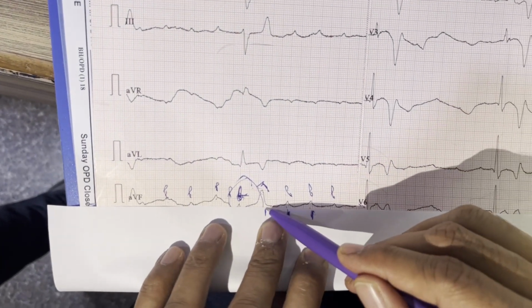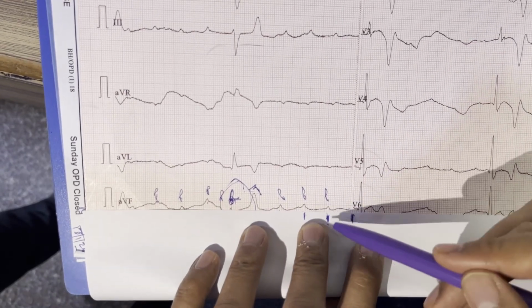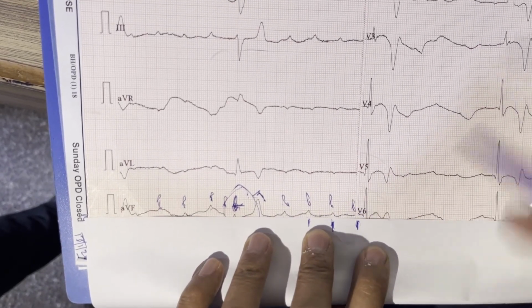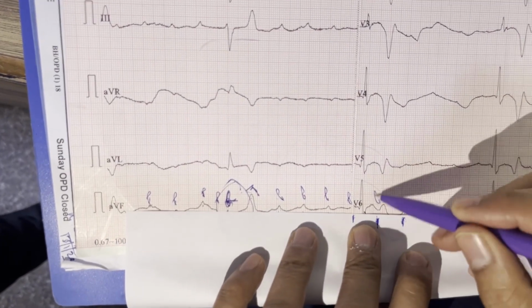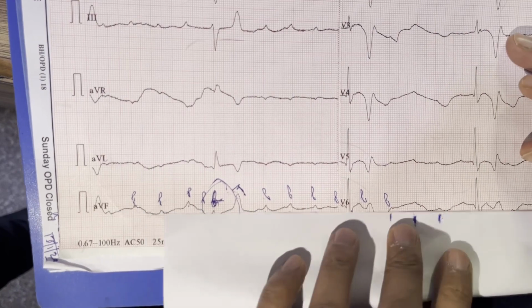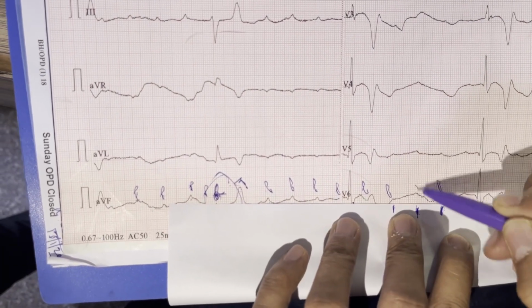One P wave is buried in the T wave, and when we keep marching, you can see that there is a P wave here. So now looking at this, one P wave is buried at this point, one P wave is buried at this point. Looking at this, you find this P wave is here and one P wave is here.